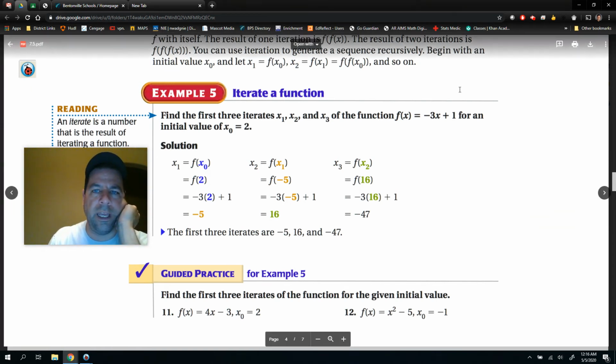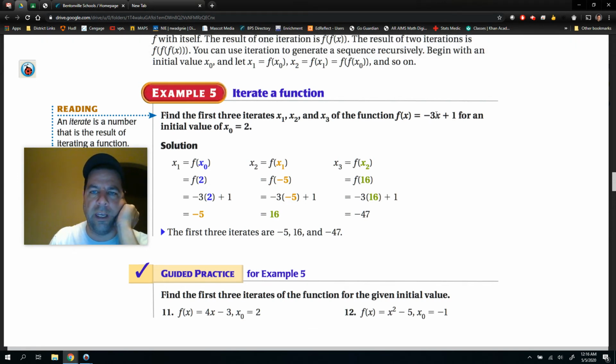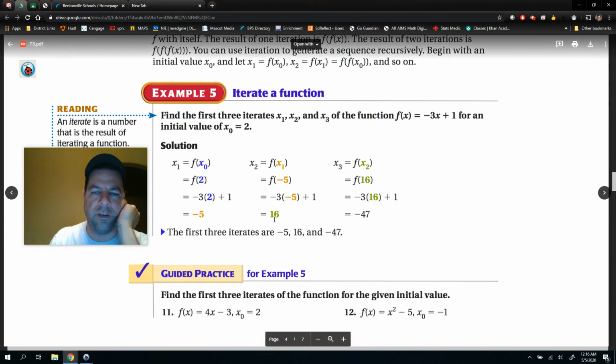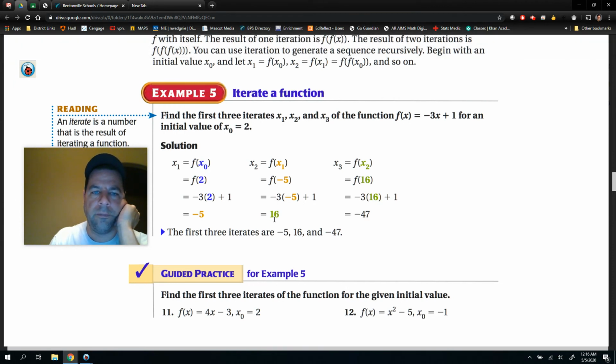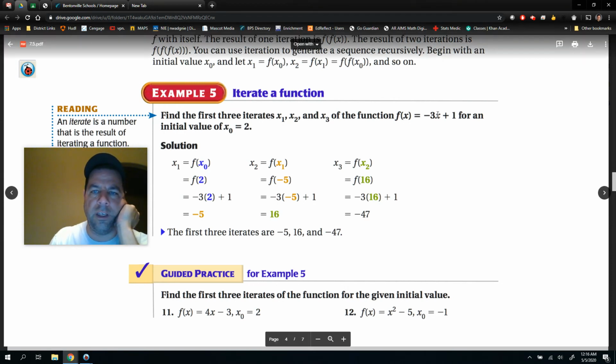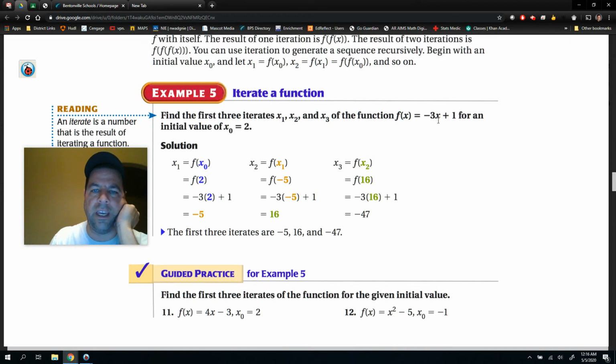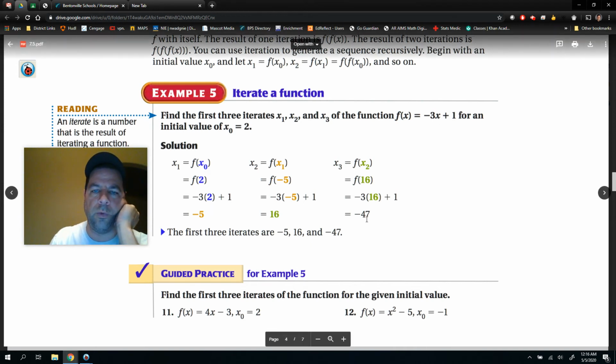All right, plug in -5 for x. So -3 times -5 is -15 plus 1 gives me 16. Then plug in 16. So -3 times 16 is -48. -48 plus 1 is -47.